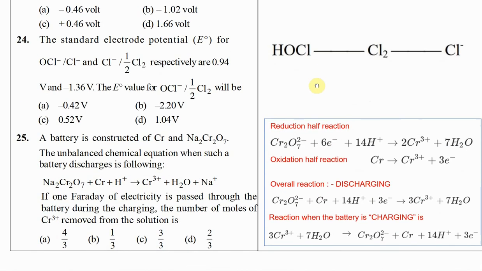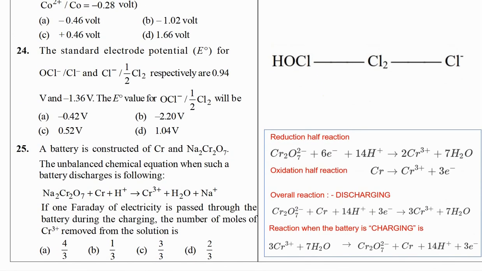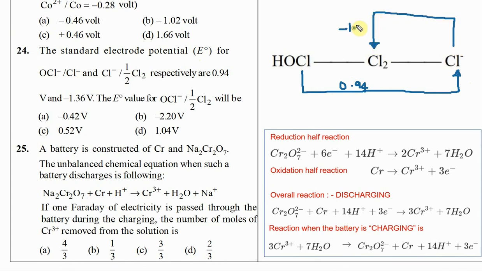If oxidation potential is given, you would actually have to convert it to reduction potential to get the correct value there. Alright, so this one, let me write this one. Standard electrode potential E0 for OCl minus going to Cl minus is 0.94, and then Cl minus goes to Cl2, this is minus 1.36. So we want this way, positive 1.36.